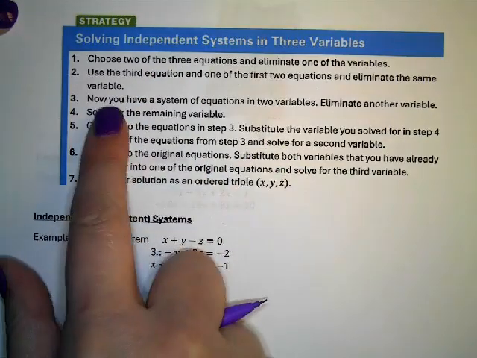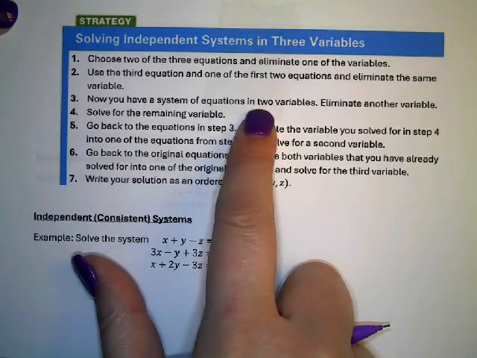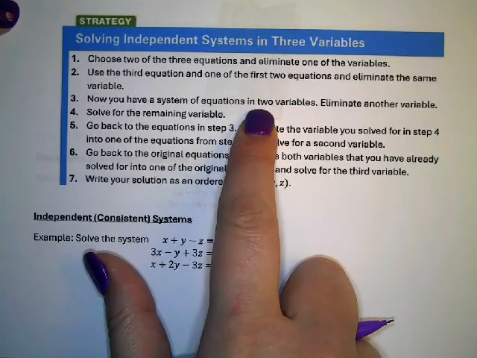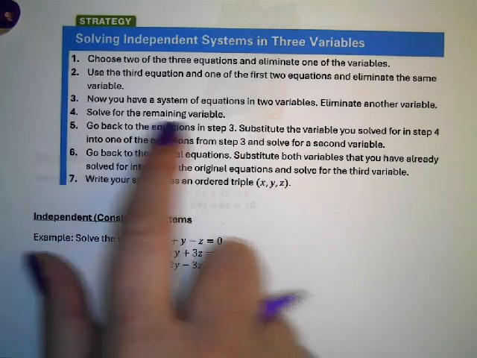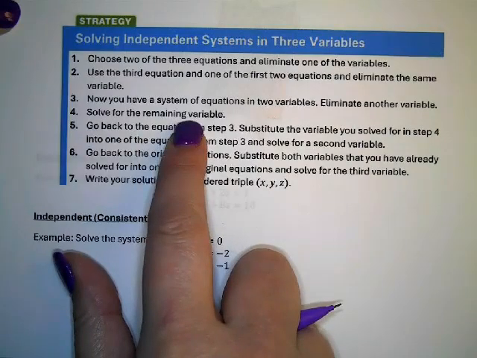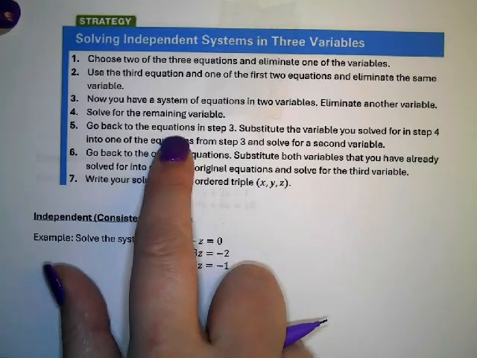And at this point, you're going to have a system of equations in 2 variables. 2 equations left, 2 variables. And then we're going to go back to what we learned in section 8.1, and we're going to eliminate another variable. And at that point, you're going to solve for the remaining variable. So you have 1 variable you've solved for.